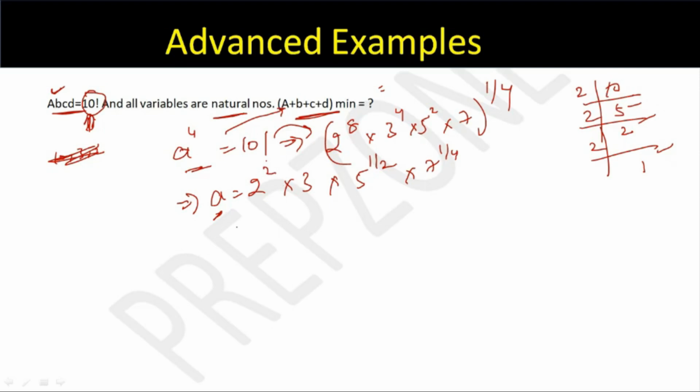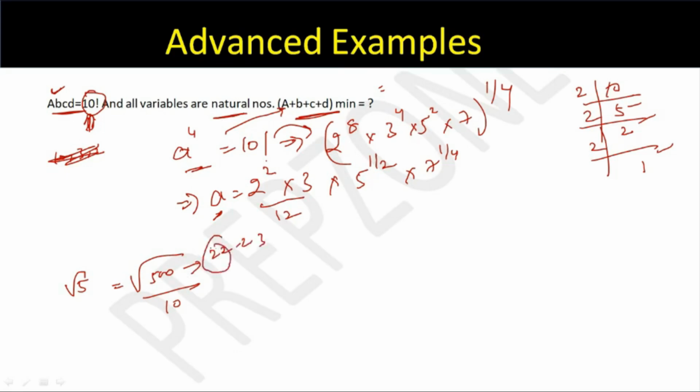So 2 to the power 2 into 3, this is 12, right? What is 5 to the power 1 by 2? Somewhere between 2.2 and 2.25, right? How do you do it? The best way, at least that I follow to approximate the values, is root 500 by 10. What is this? Somewhere between 22 and 23.